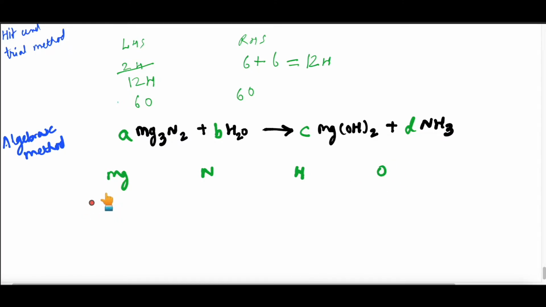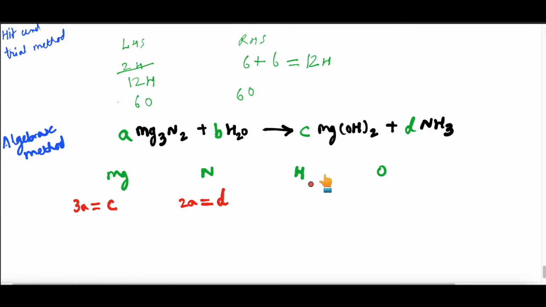Now following the law of conservation of mass, let us see how many magnesium atoms are present on both sides. It is 3 times A, that is 3A, is equal to 1 times C, but we do not write 1, so 3A is equal to C for magnesium. Then let us check nitrogen. It is 2A is equal to 1D, so we will write 2A is equal to D.